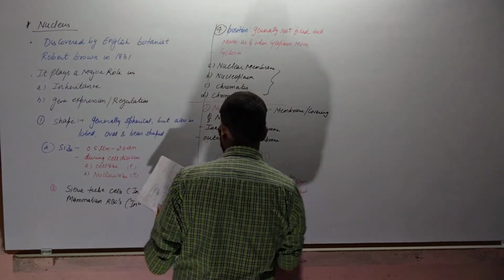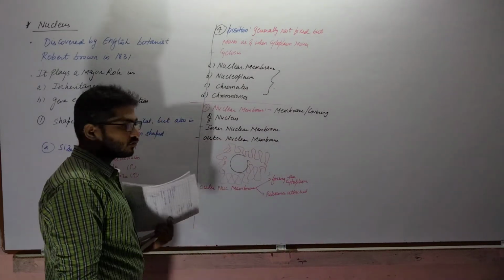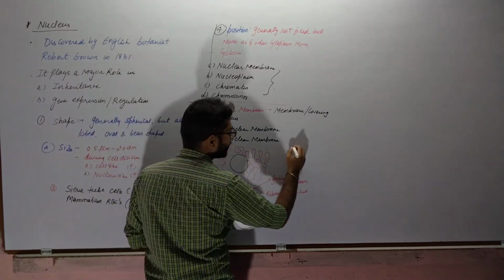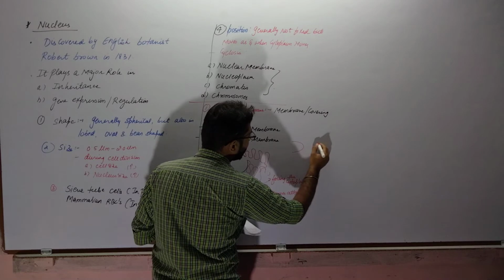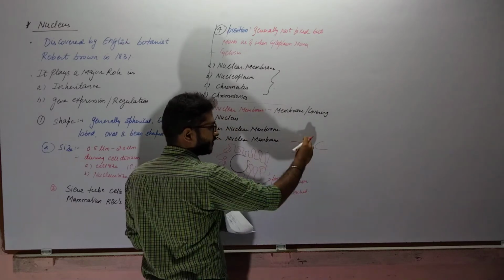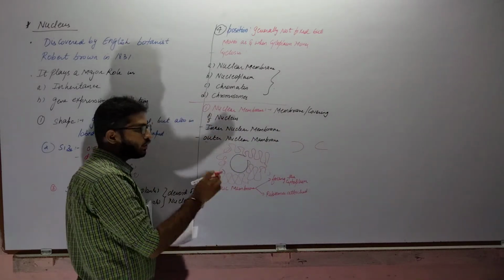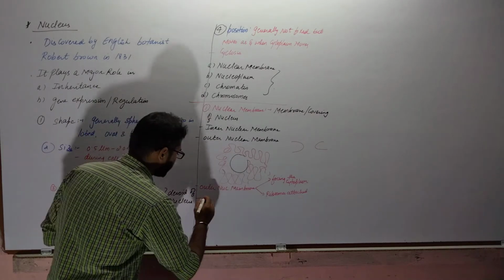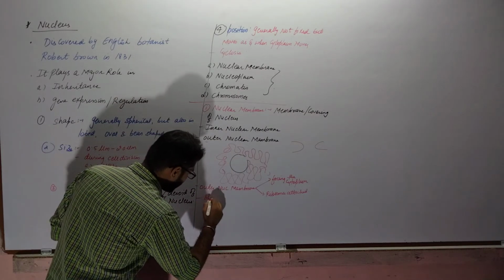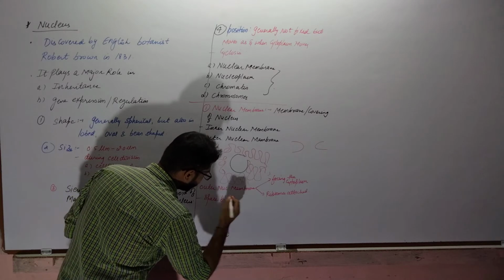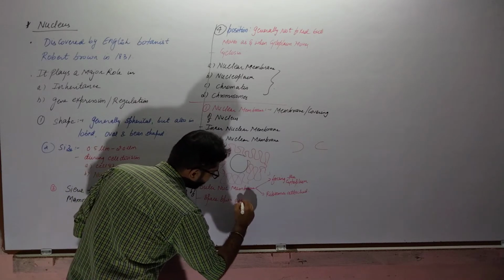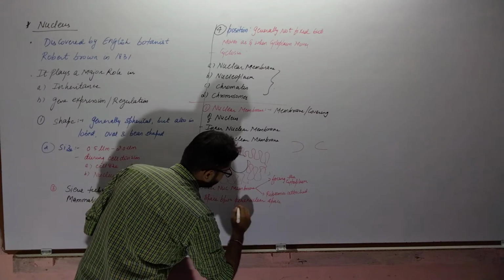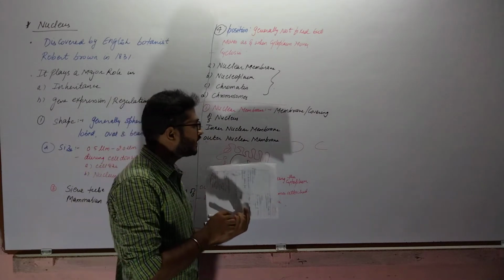So we will draw the nuclear membrane also. Let us say these are the outer and inner membranes of the nucleus. The gap that is present between the outer and the inner membrane is called the perinuclear space, or internuclear space.